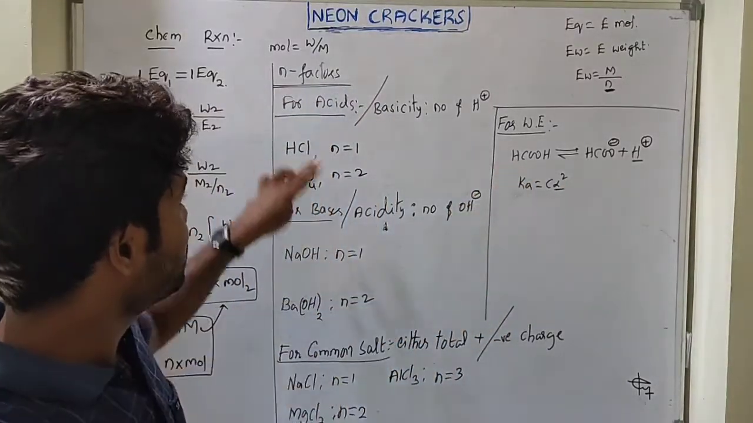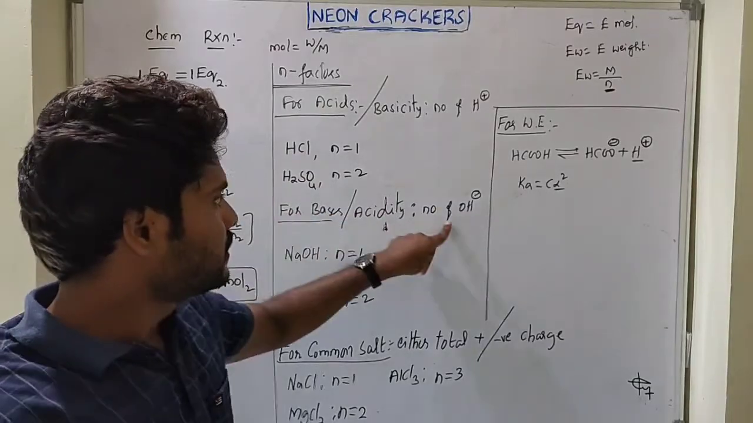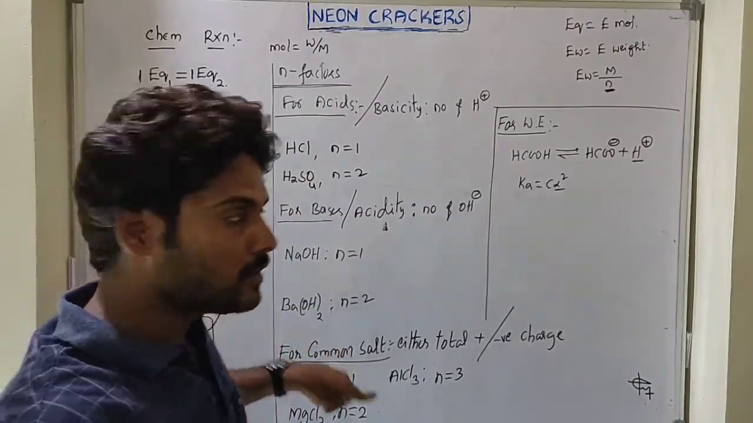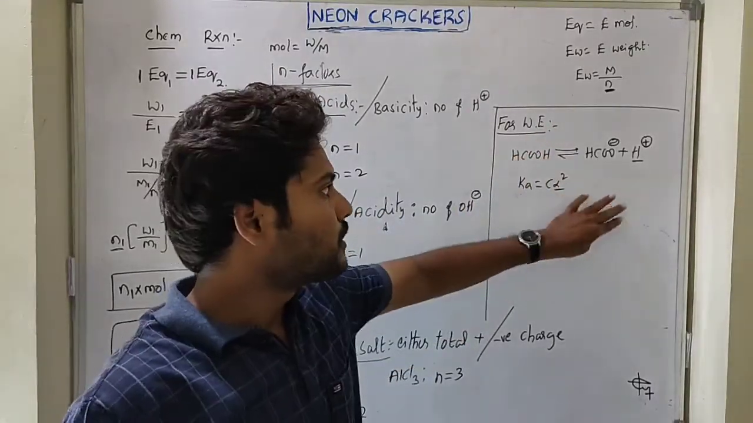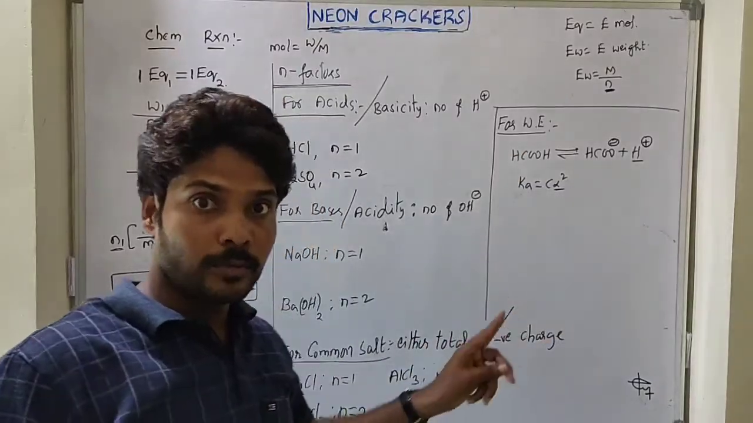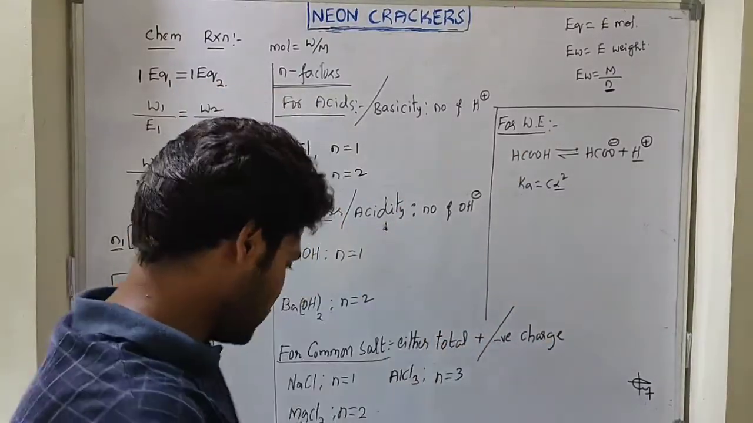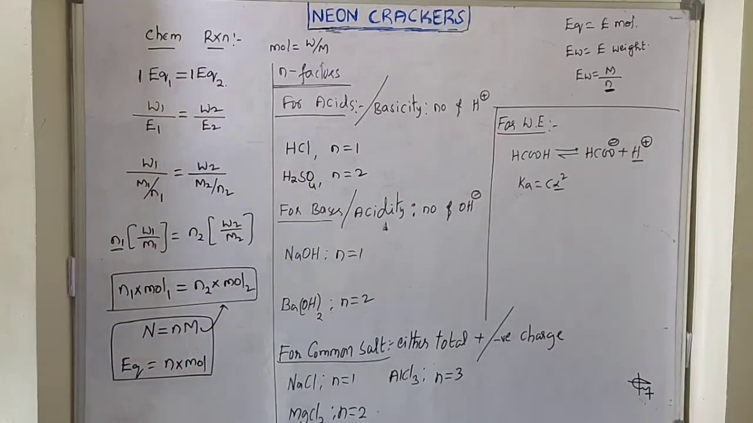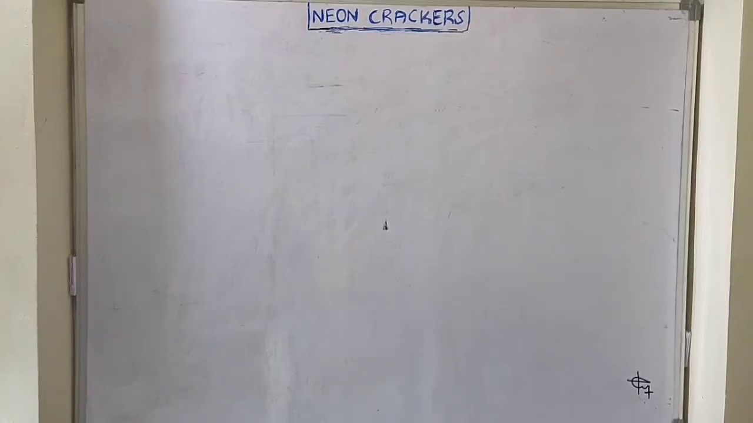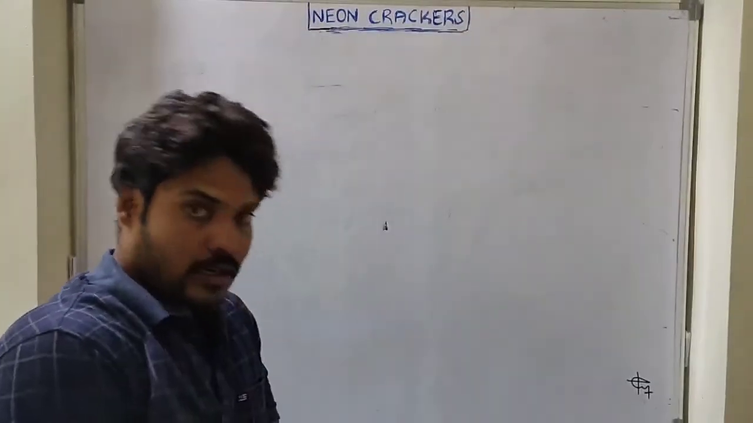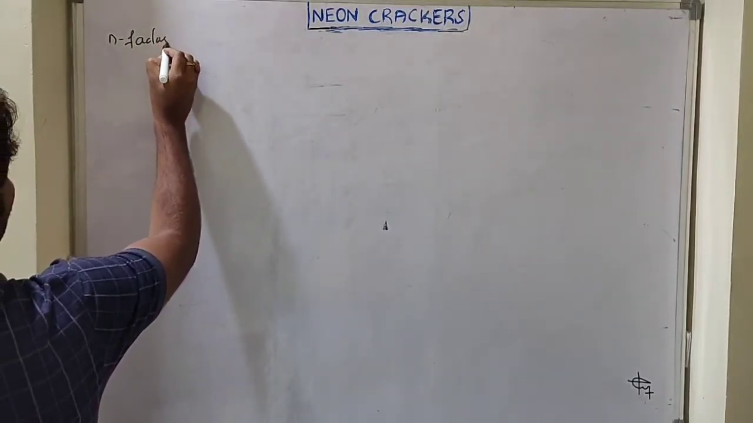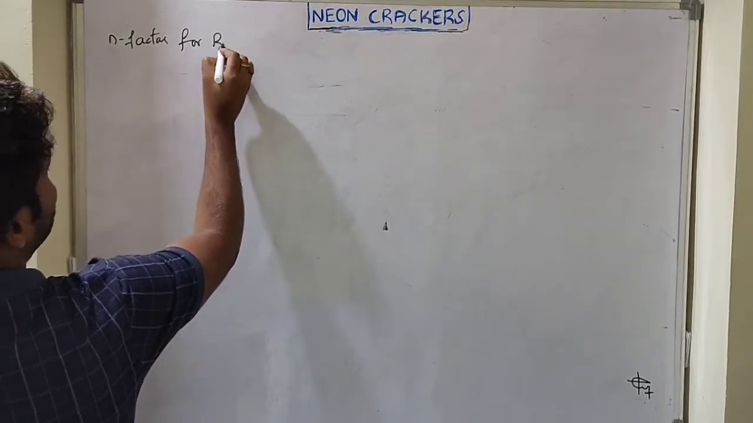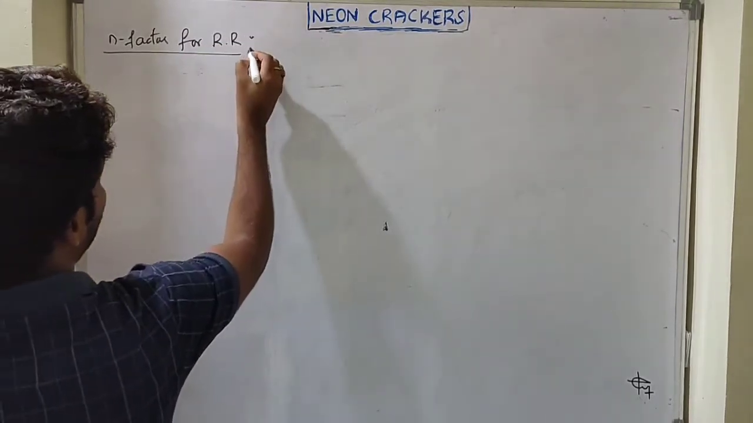How many are over so far? For acids, 1. For bases, the second kind of N factor. For common salt, the third kind. For weak electrolytes, either weak acids or weak bases, the fourth kind of N factor. And the last one is the most important. Of course, that is our topic actually. Next, the last one is the N factor for redox reactions.